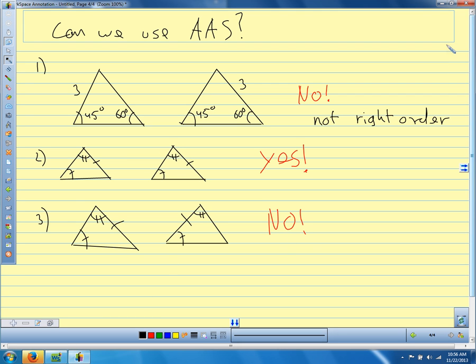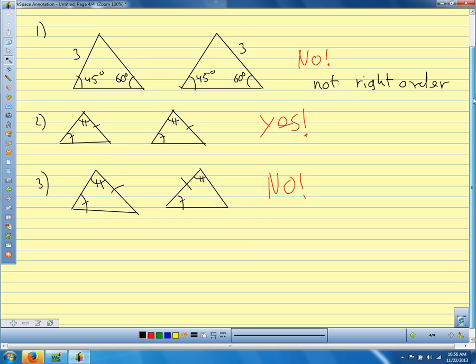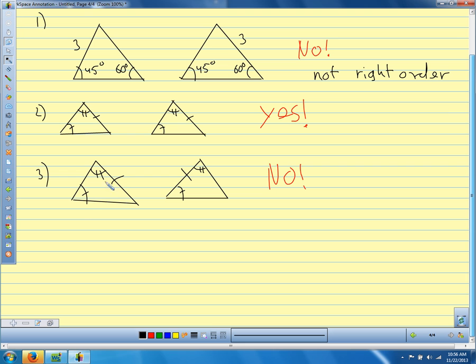And let's look at one more. Here are my triangles for this one.